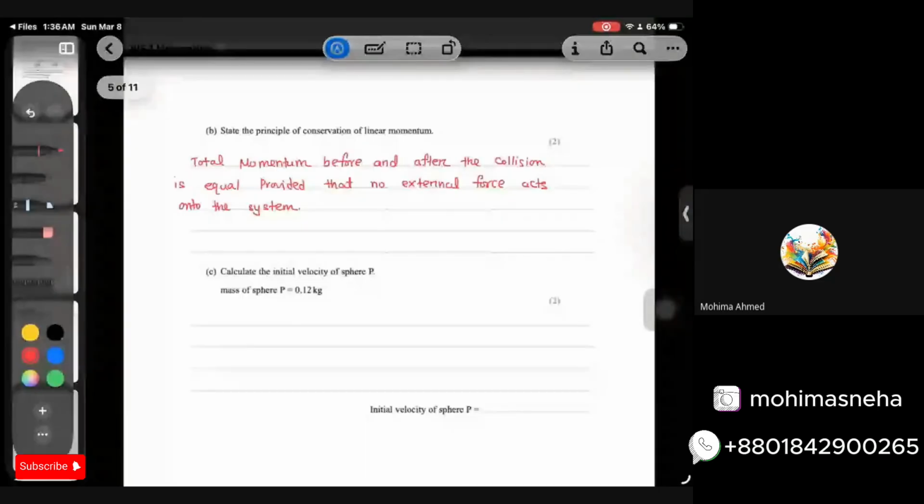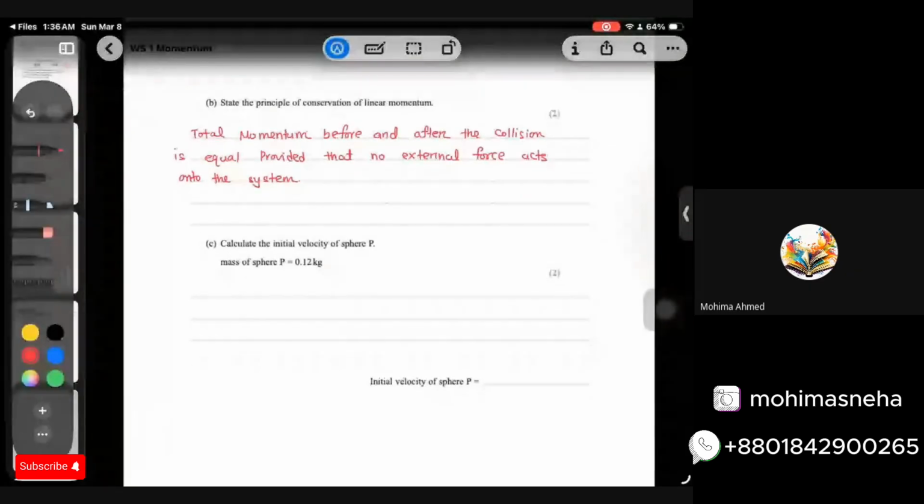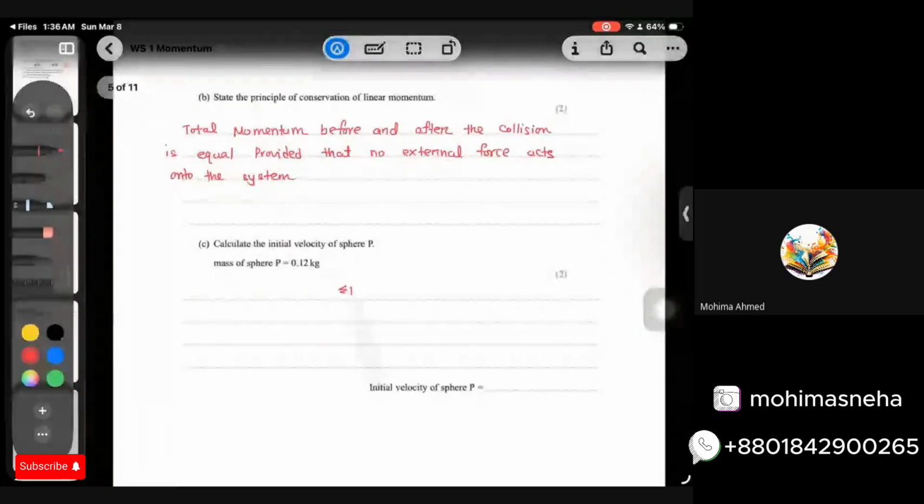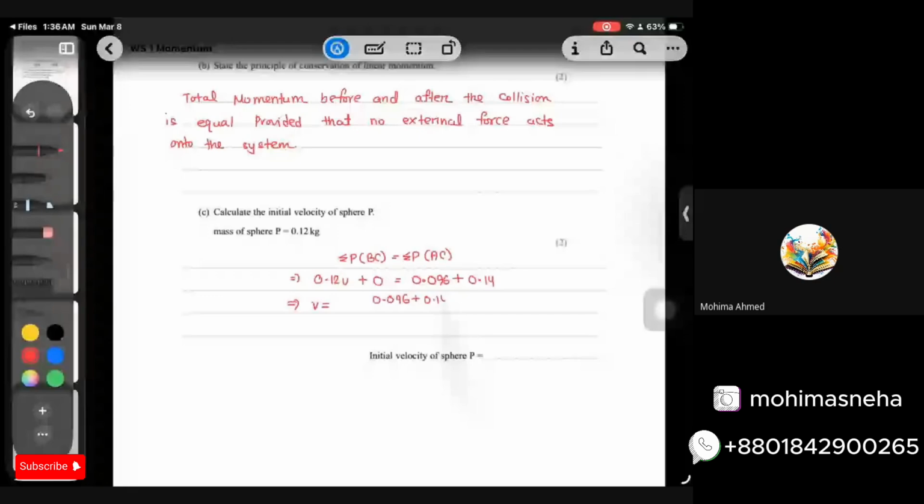So then over here, calculate the initial velocity of sphere P. Mass of sphere P is given. Don't we know that total momentum before collision is equal to total momentum after collision? Before collision, only P has motion, Q was stationary, so there is no momentum for Q. Even if I do not know the mass of Q, that will not matter. Total momentum before collision is 0.12 times V plus 0, and after collision 0.096 and 0.14.